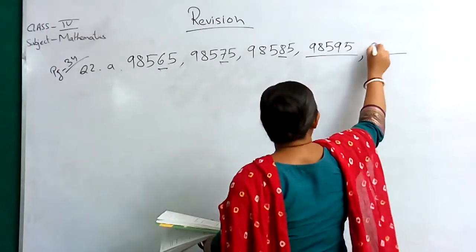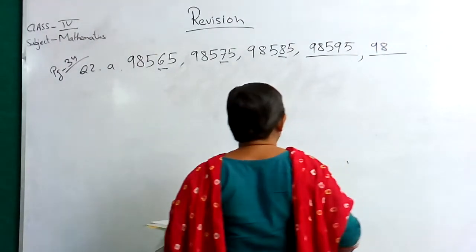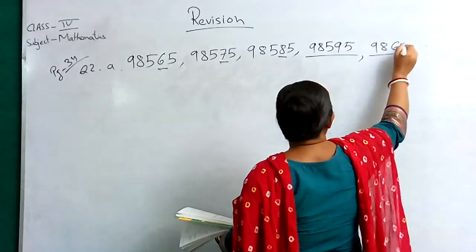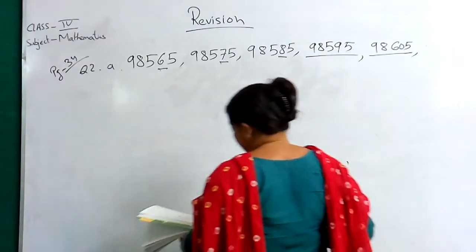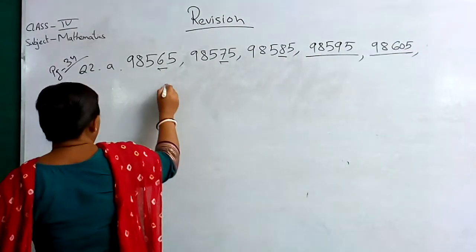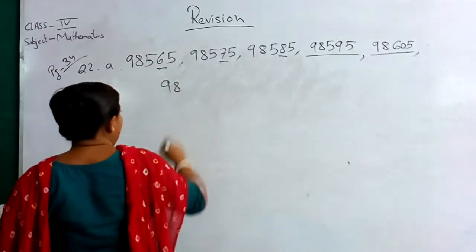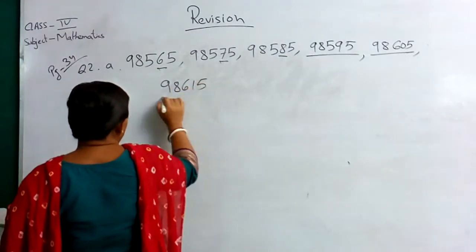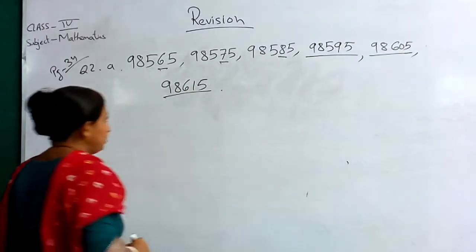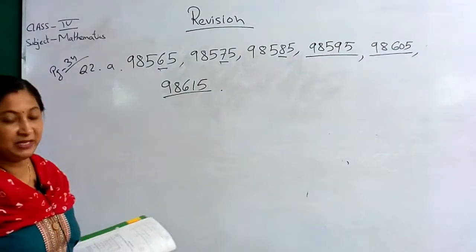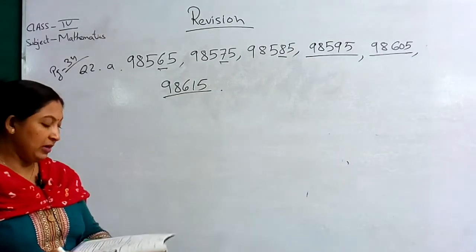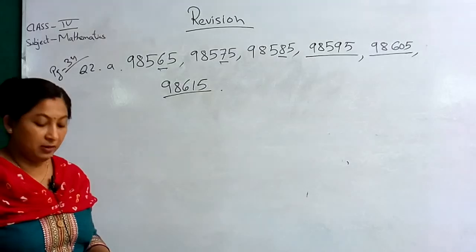Now add 1 with this number. When you are adding 1 with this number, it will be 98605. Okay, 98605, and the last blank will be 98615. We are just adding 1 in the tens place. That's why the tens place is changing. Similarly, you will try B, C, D and E.